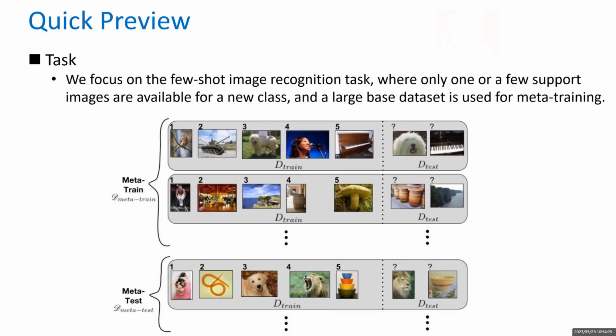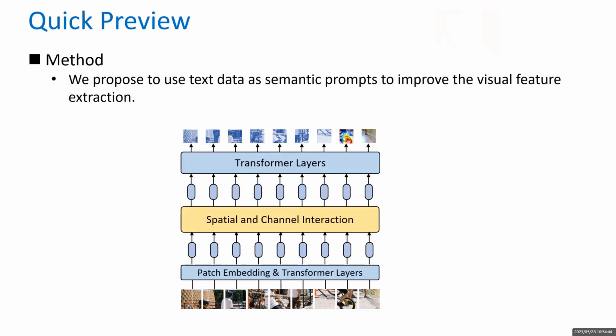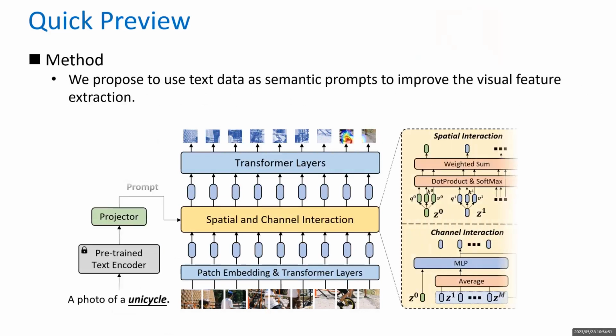In this work, we focus on the few-shot image recognition task, where only one or a few labeled images are available for a new class, and meanwhile a large labeled base dataset is used for meta-training or pre-training. Since the support images are very limited for a new class, the obtained image features are not good enough to represent the class. To address this problem, we propose to use text data to provide additional information, where text features extracted by a pre-trained text encoder are regarded as semantic prompt to improve the visual feature extraction.